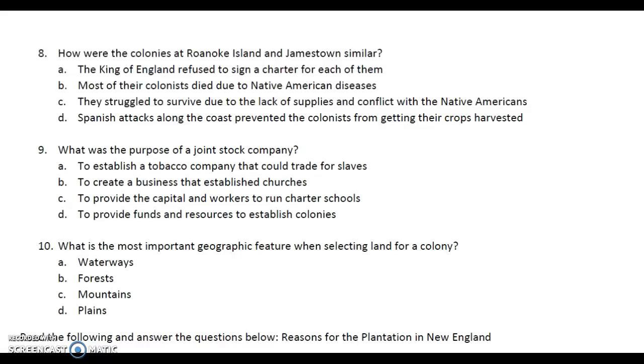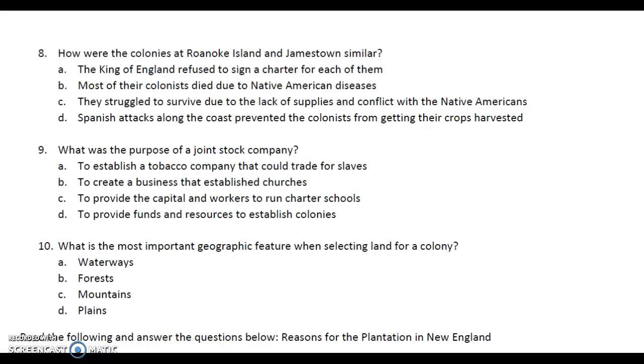Number 9. What was the purpose of a joint stock company? A. To establish a tobacco company that could trade for slaves. D. To create a business that established churches. C. To provide the capital and workers to run charter schools. D. To provide funds and resources to establish colonies.